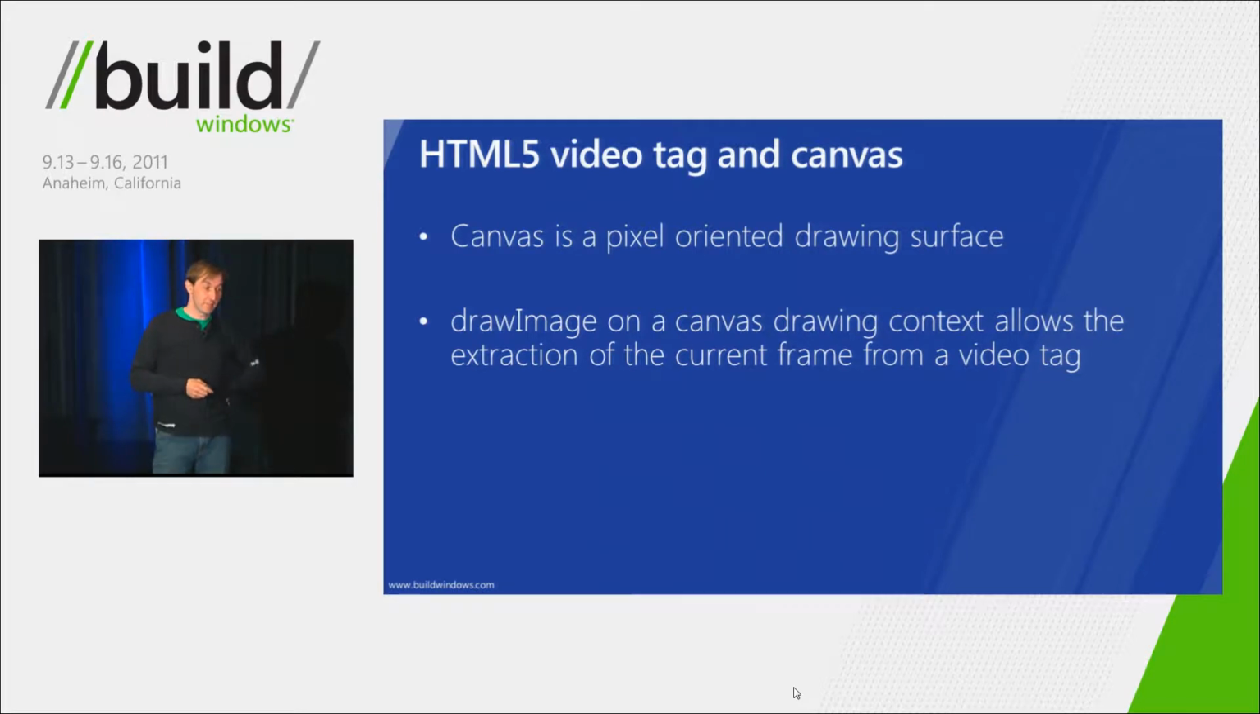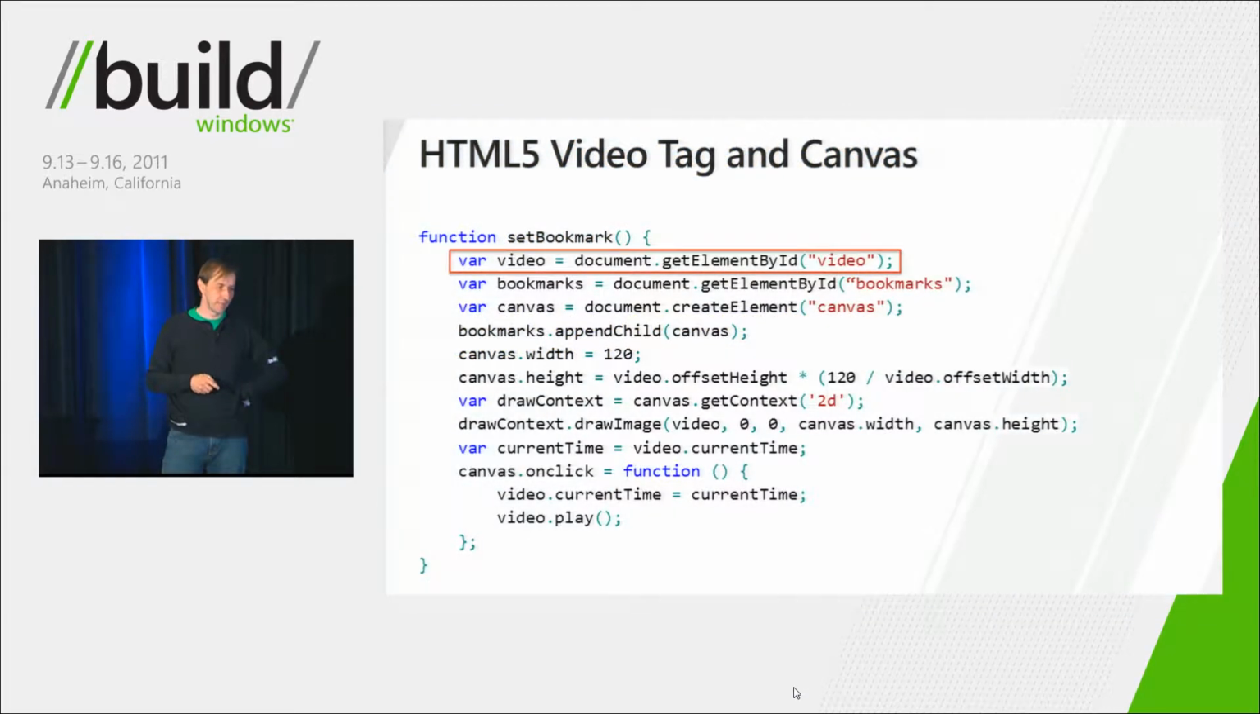The other thing we did was those little bookmarks, where we were pulling the current frame out of the video as it was playing and positioning it somewhere else on the page for us to click on. That was done by using Canvas. Canvas is a pixel-oriented drawing surface defined in the HTML5 standard. There's a method called drawImage that allows you to draw on that canvas and provide a video as an input, which will just pull the current frame from the video and draw it. And here again is the code that did that work.